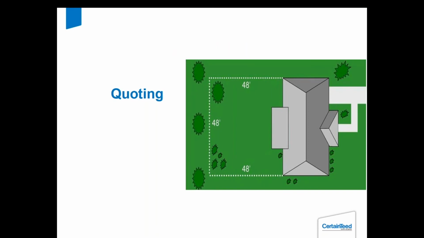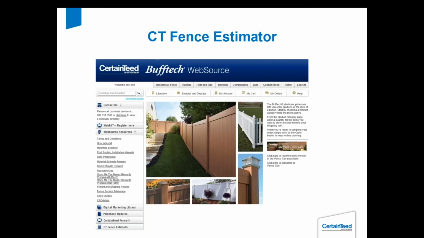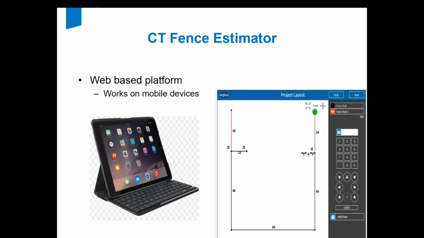The quoting feature, if you look on the left-hand side, when you go down to the bottom, there's CT Fence Estimator. Once you log into that, it's going to bring up this screen here. The nice thing with this is it's a web-based program and it will work on your mobile devices. So if you have your salesmen out in the field with iPads or something along that line, they can actually use this program and quote right on site.